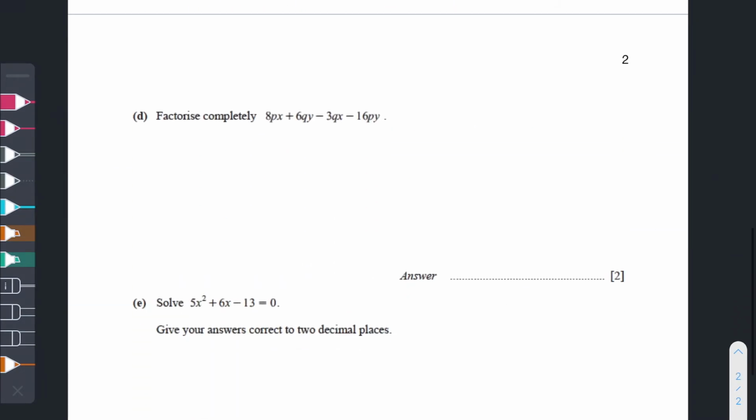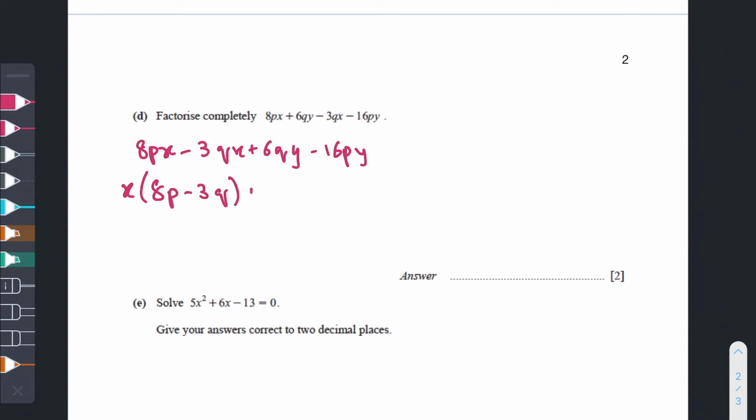The next part says factorize completely 8px plus 6qy minus 3qx minus 16py. Let's see. The first thing that we can do is bring 8px and 3qx together so that x can be the common factor. So this becomes 8px minus 3qx plus 6qy minus 16py. Now let's make x the common factor. This becomes 8p minus 3q, plus the next thing that you can take out is negative 2y, in fact. So you take negative 2y.